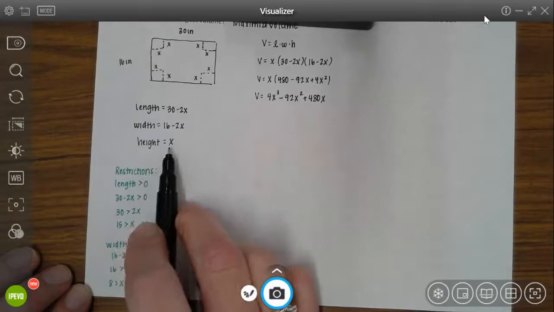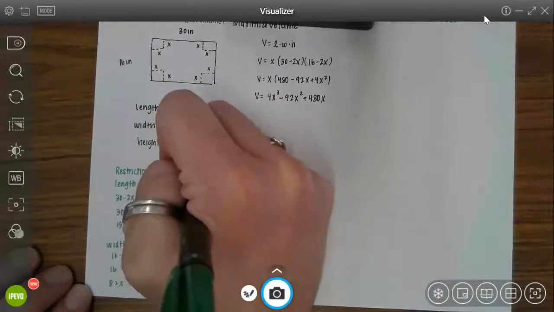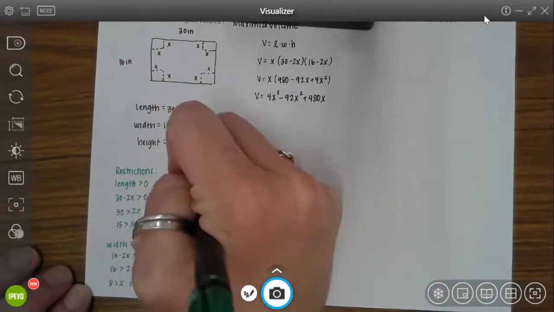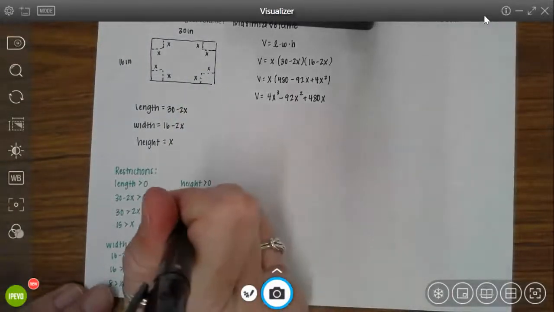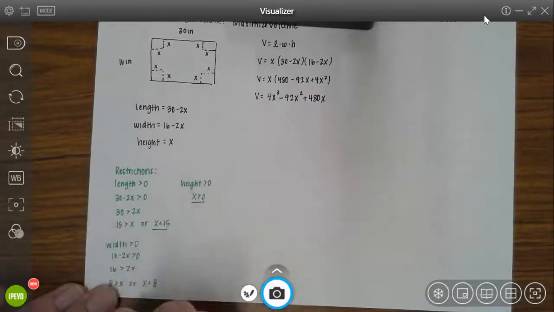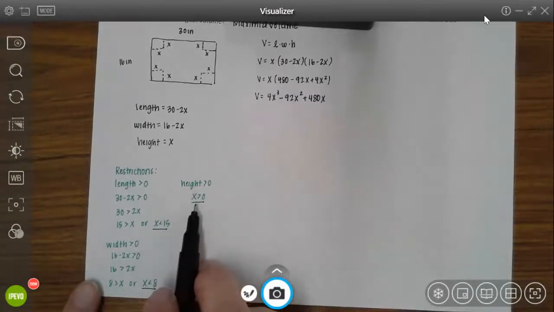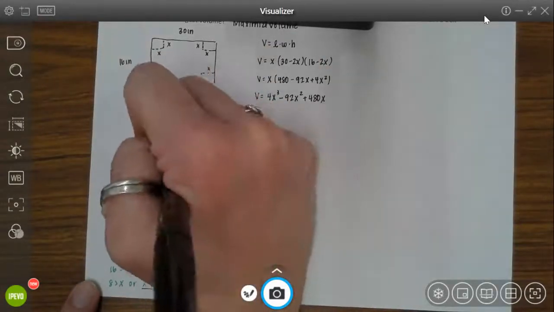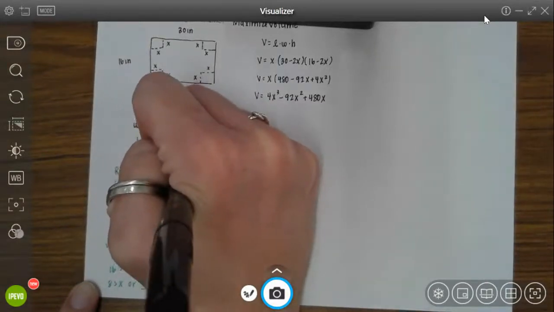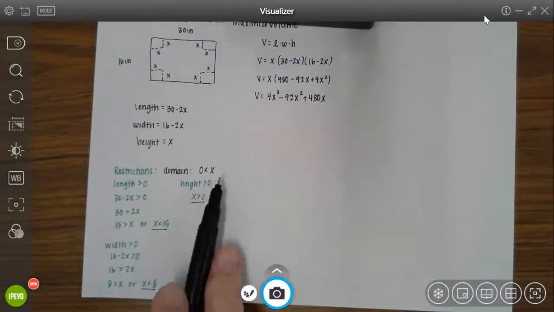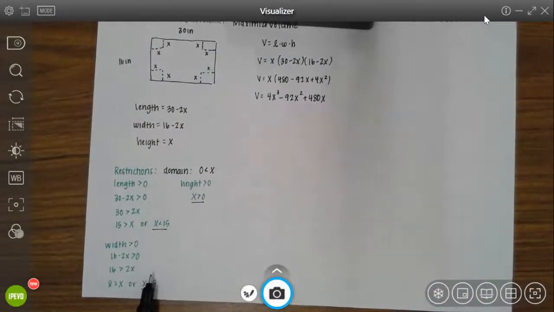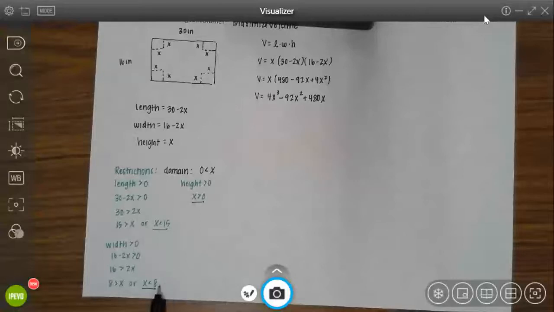And then we also have to make sure that the height is positive. That tells us that x is greater than 0. So we have three different things going on here. We know x has to be greater than 0, x has to be less than 15, and x has to be less than 8. If we combine these into one domain restriction, it's obviously got to be greater than 0. I'm going to start writing it as a compound inequality. We know that x has to be greater than 0, and it has to be less than something. Is it less than 15 or is it less than 8?